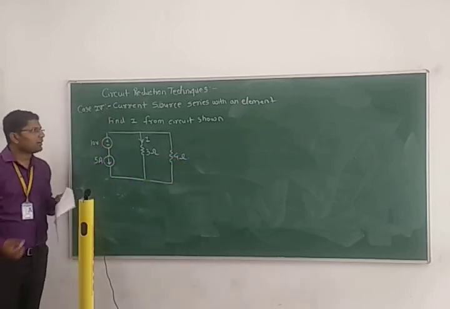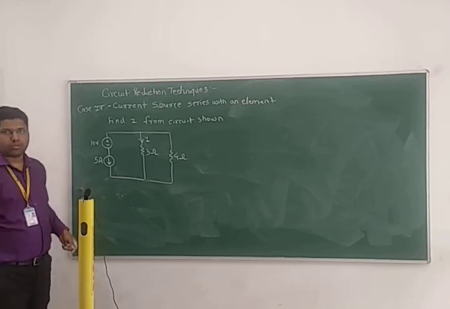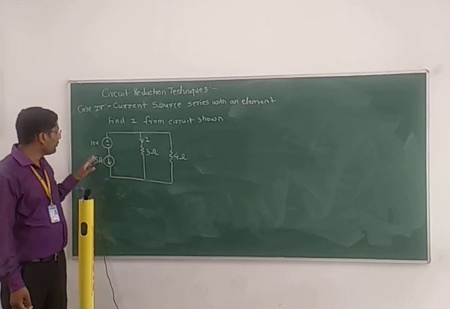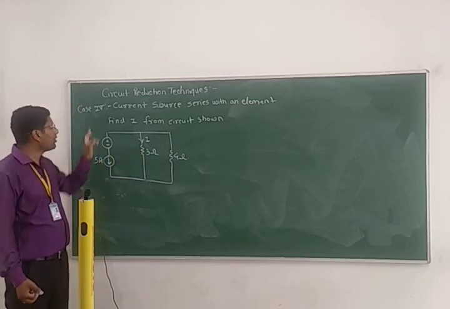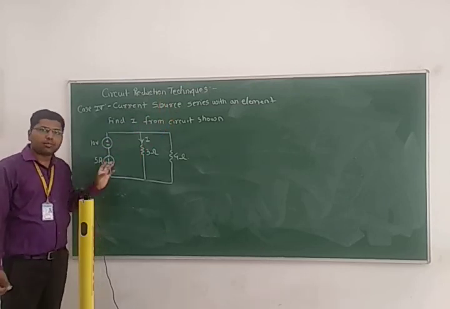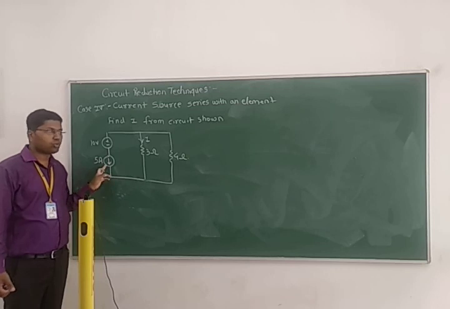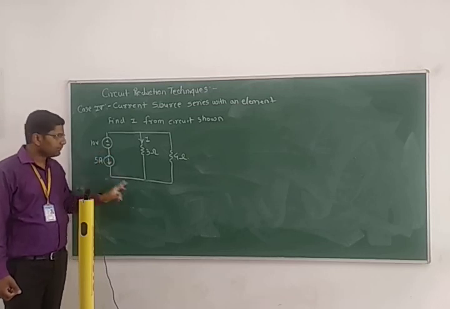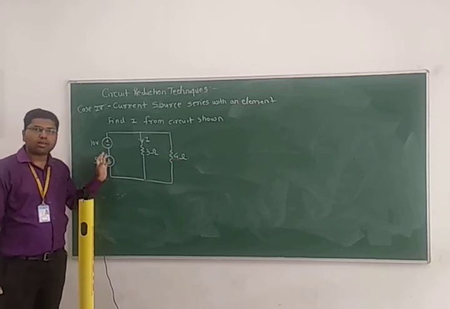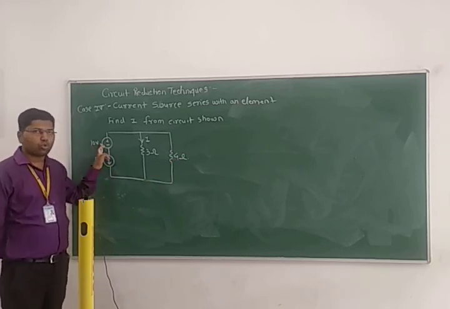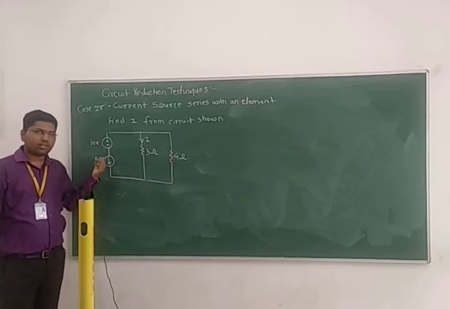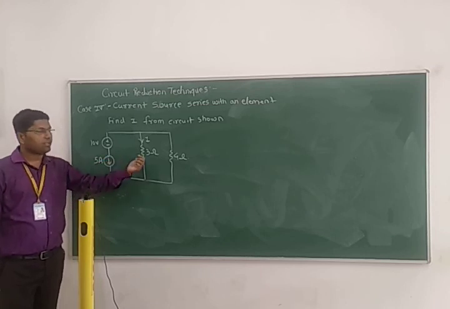Now we have to find the current I through the 3 ohm resistance. So what will you keep? You have to keep this 3 ohm resistance, and the other thing to keep is the 5 ampere current source, because it is a current source in series with an element. Those elements that are in series with the current source we have to eliminate. This one is in series. That's why we have to eliminate that voltage source and this resistance, so in this circuit only this current and this resistance will remain.